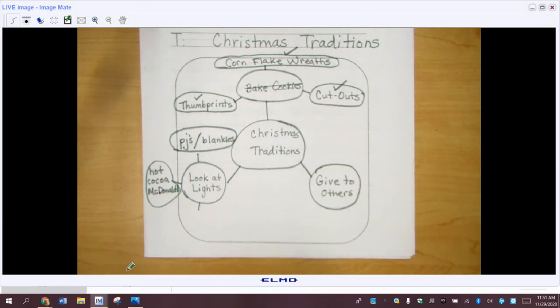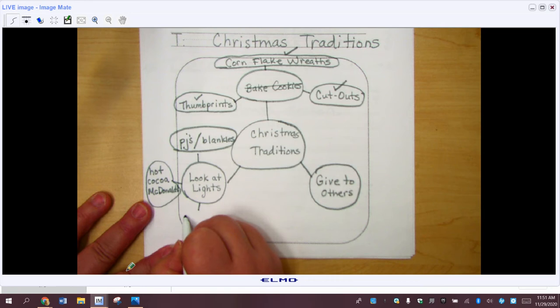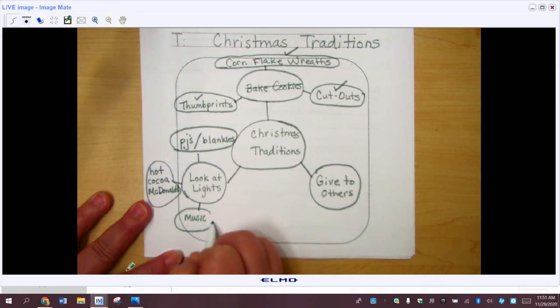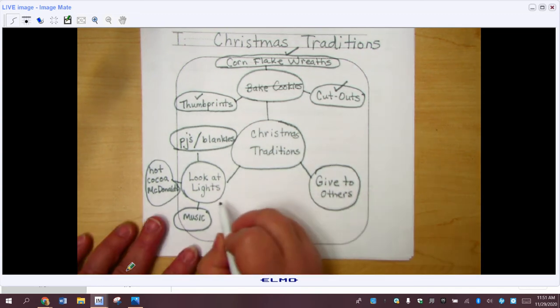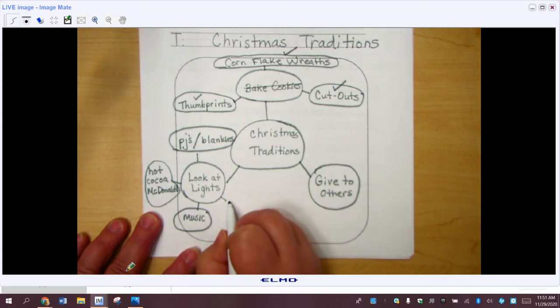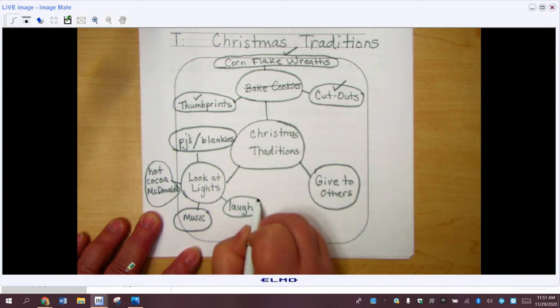Then another big part of this is that we always listen to Christmas music. I'm going to put that there. And girls and boys, I'll tell you a secret as a mom. I love Christmas lights, but what I really love the most about doing this is just being together and getting all my family in the car and hearing everyone laugh because we have such fun together.